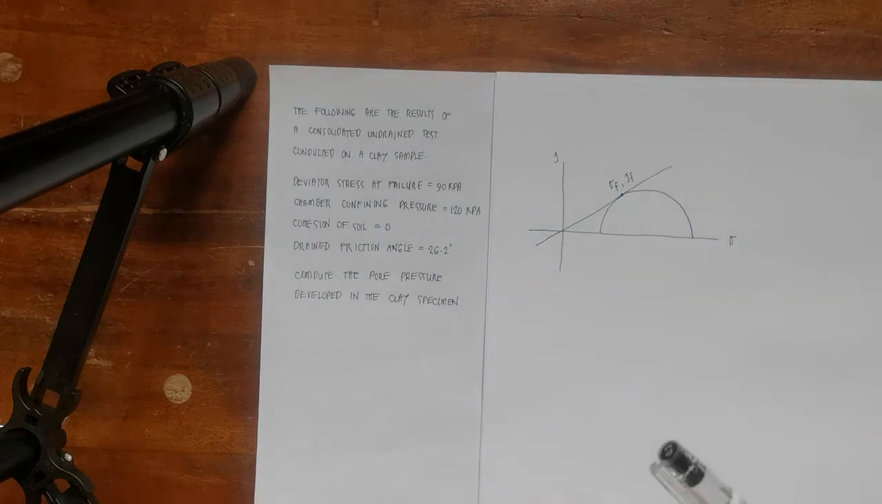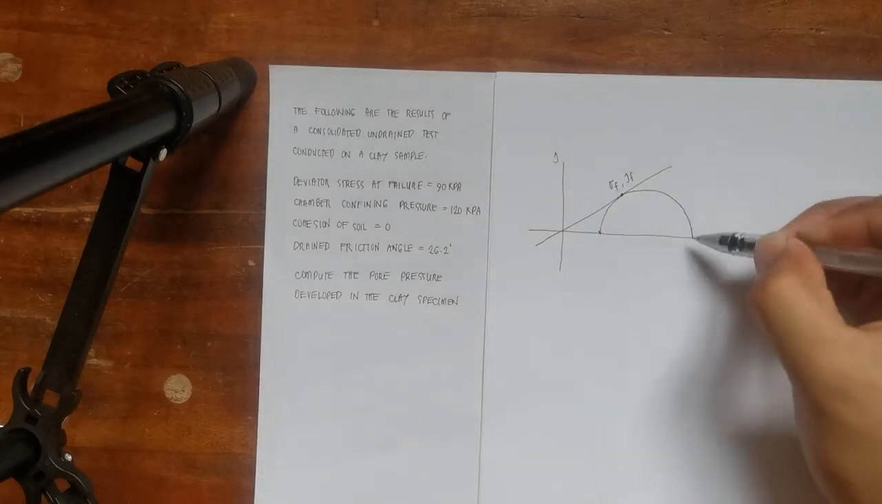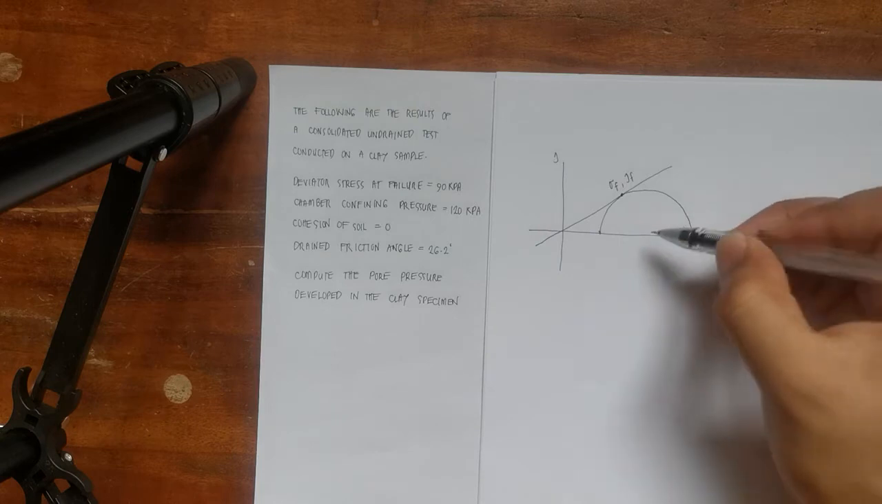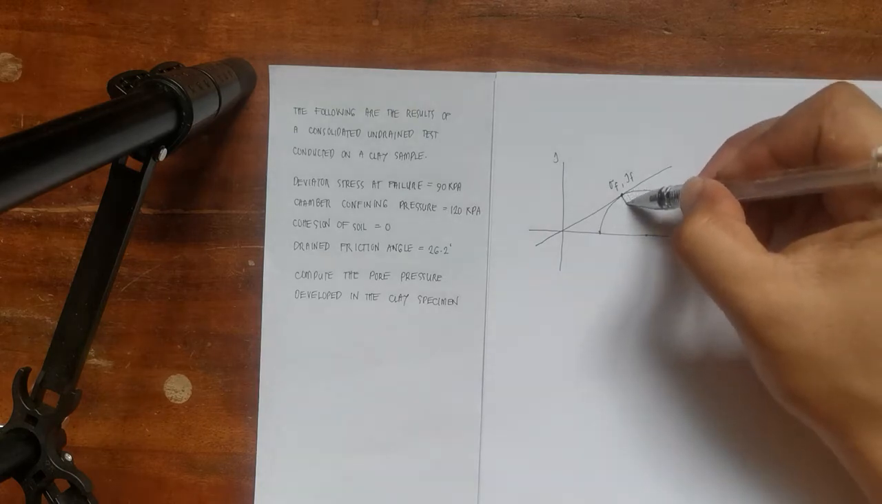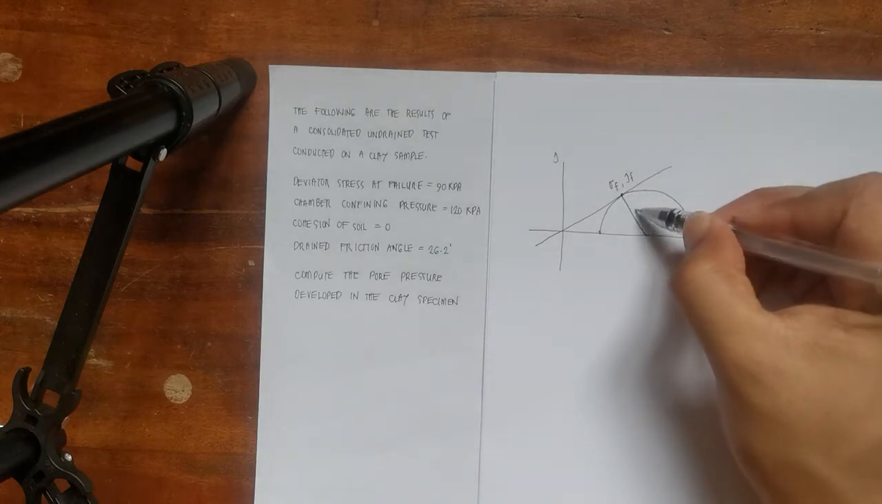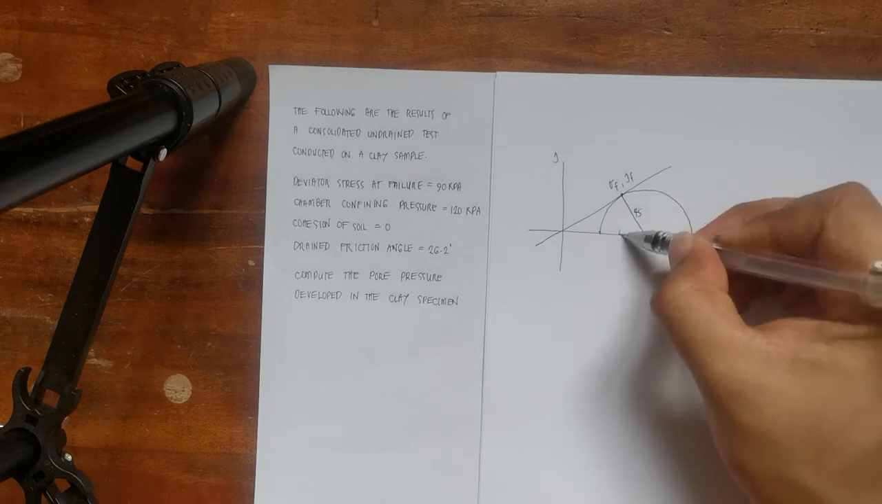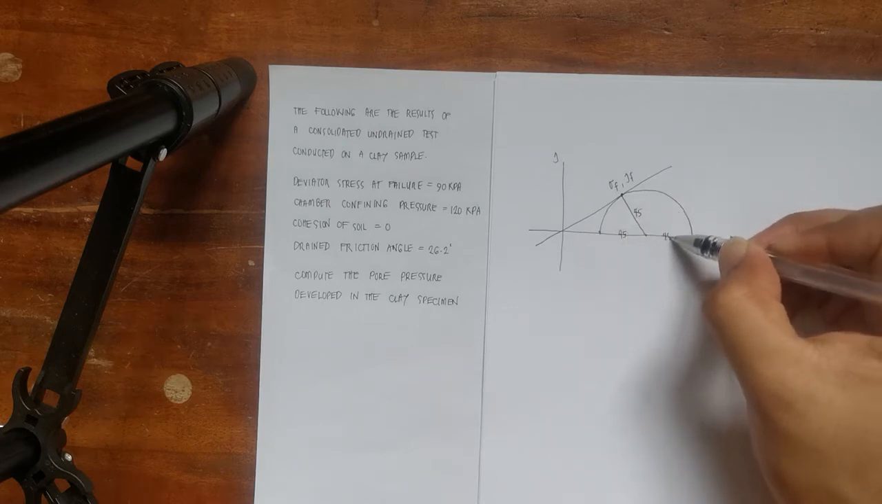Ano bang binigay sa ating problem? We have the deviator stress at failure. Pag sinabing deviator stress at failure, that will be the diameter of our Mohr circle. Ibig sabihin, from this point to this point is 90. If this is the center, this is the radius, kalahati ng diameter is 45. This is also 45 and this is also 45.